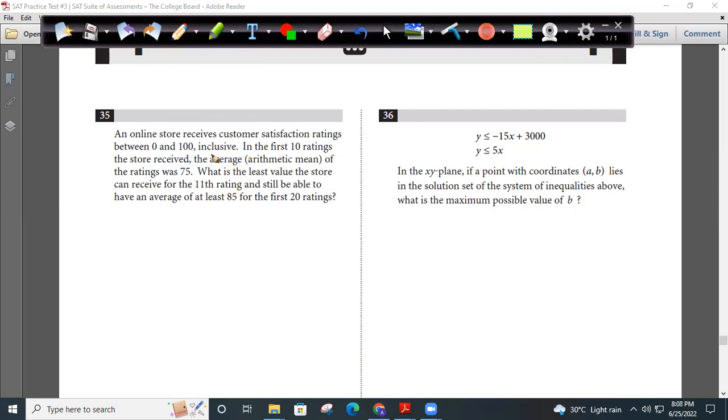So the online store's satisfaction is between 0 to 100. For the first 10 ratings, 10 customers gave ratings and the average rating is 75. So 75 is equal to the sum of the 10 ratings divided by 10. So for the first 10 customers, the sum of the ratings is 750. 75 into 10 is 750.